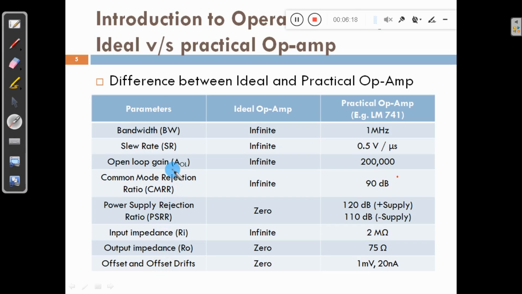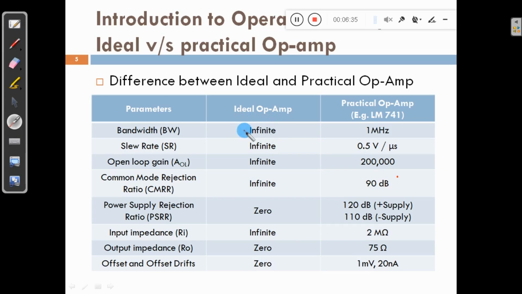According to your syllabus, you need to know some of the parameters. First one is the bandwidth. Bandwidth is the range over which my amplifier works. For an ideal operational amplifier, this parameter is infinite. Infinite means ideal.